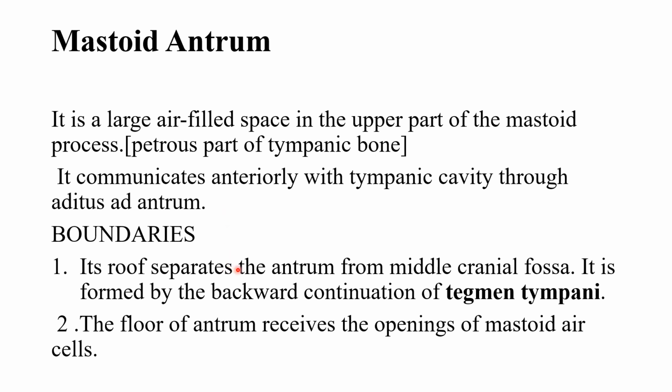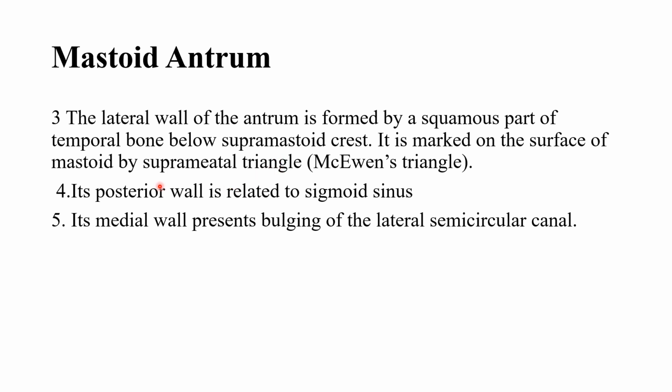First is the roof. The roof is formed by the tegmen tympani. Then there is the floor of the antrum, which receives the opening of the mastoid air cells. The mastoid antrum has a lateral wall, which is formed by the squamous part of the temporal bone, and it is marked on the surface by the suprameatal triangle. So you have to remember this for the surface anatomy.